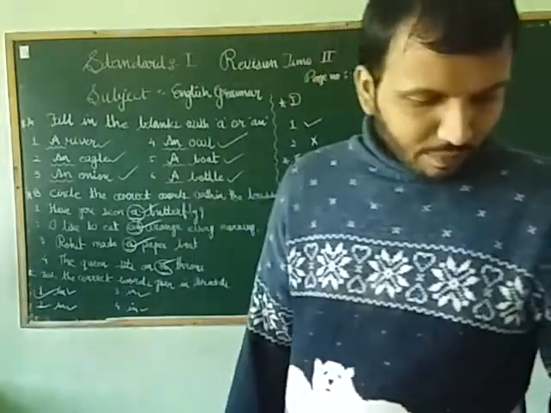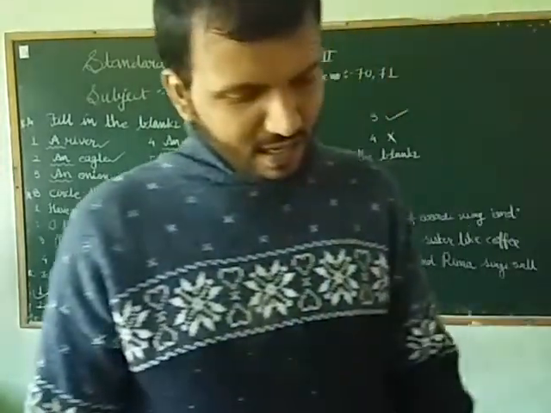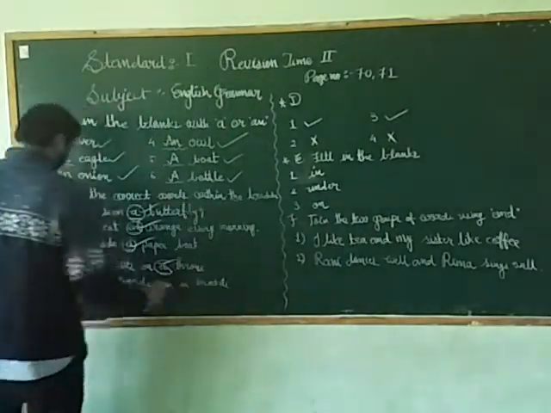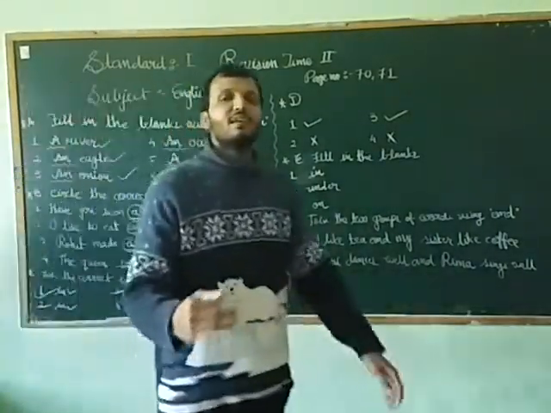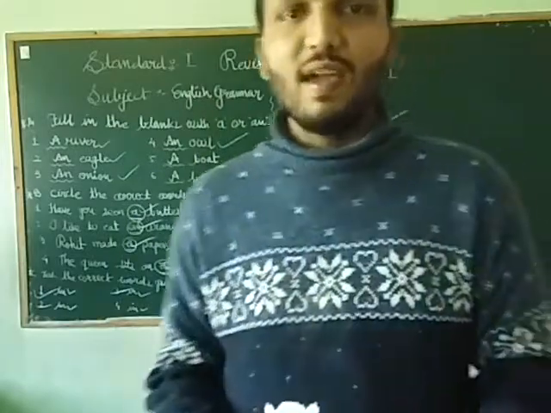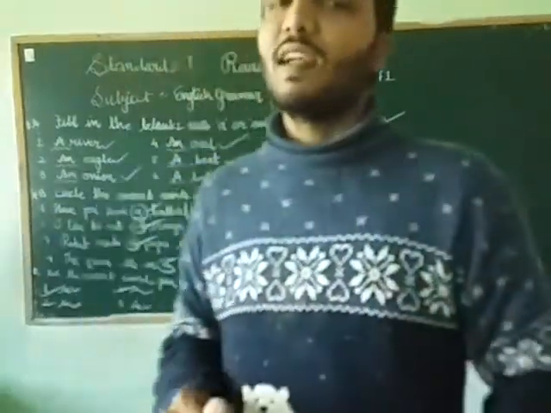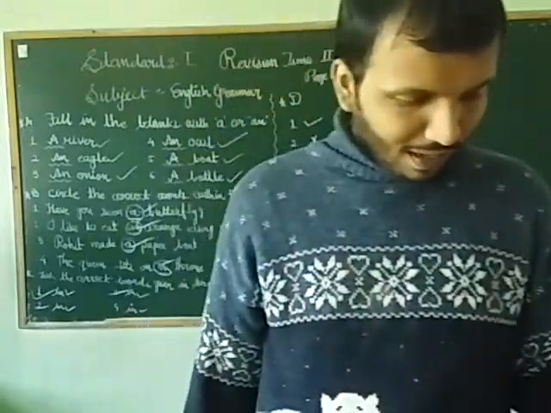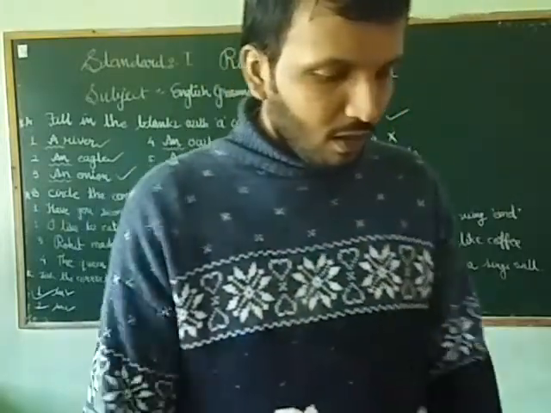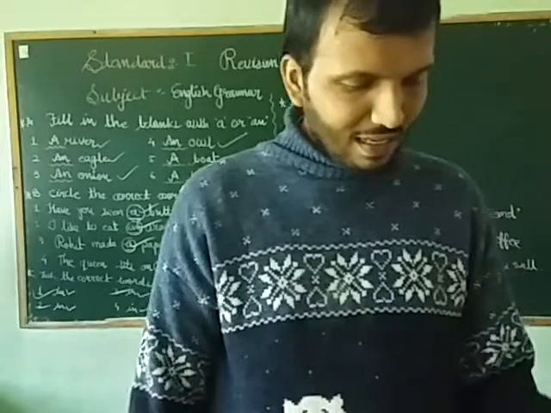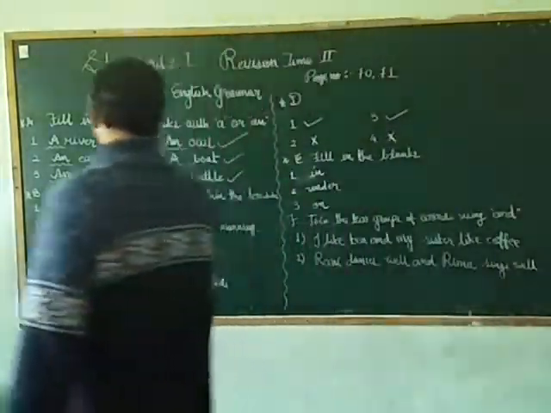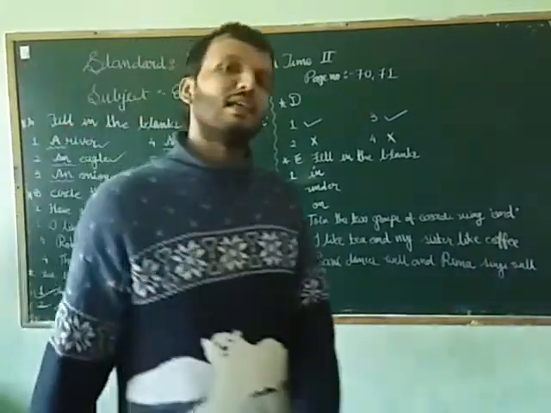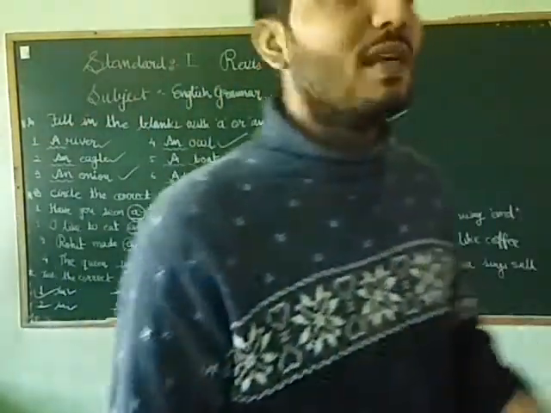Now third number, mother is in the dining room. Mama kahan hai? Dining room ke andar hai. Okay, so that is why mother is in the dining room. And fourth number, last number, the dog is in the kennel. Okay, answer is in. Dog kahan hai? Kennel ke andar hai. That is why in. Okay.